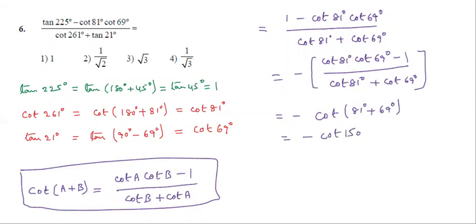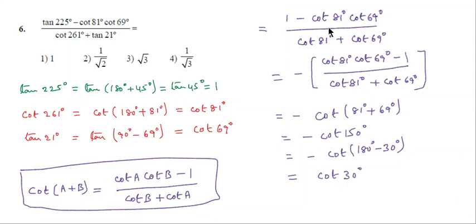150, how to write? There are two forms, 90 plus 60 or 180 minus 30, anyone. 180 minus 30 degrees, second quadrant, cot negative. But already outside is negative, it is going to positive. At 180, there is no change. We get cot 30 degrees.